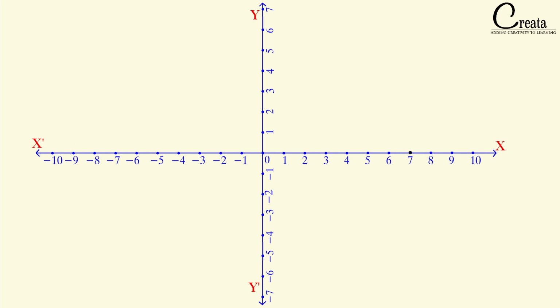Similarly, let's find the coordinates of this point. This point is on the x-axis. So if we try to draw the perpendicular lines toward the x-axis and y-axis, since it is already on the x-axis, the perpendicular distance to the x-axis will be 0. So we can say its x coordinate will be 7, the point at which it lies on the x-axis. Similarly, it will touch the y-axis at point 0. So we got the coordinates of this point as (7, 0), with x coordinate 7 and y coordinate 0.